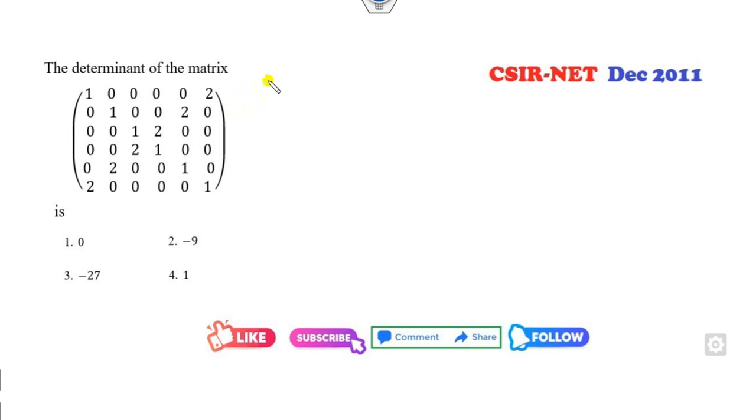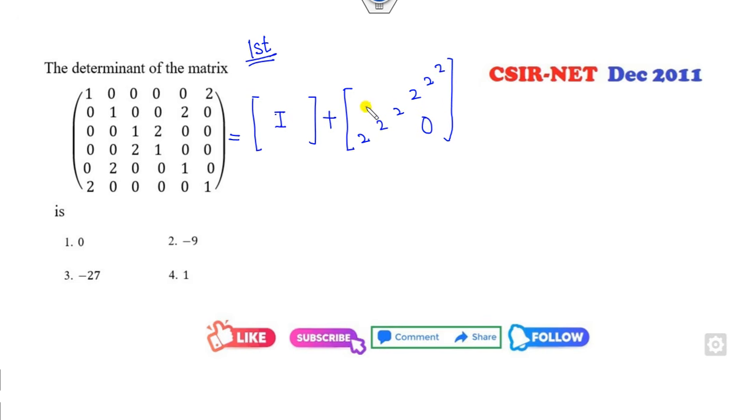The determinant of this matrix, again very simple. I can break this into two parts. This is the first method: I plus the rest of the values, which are 2, 2, 2 and 2. Fine. Now our target is to find the determinant.